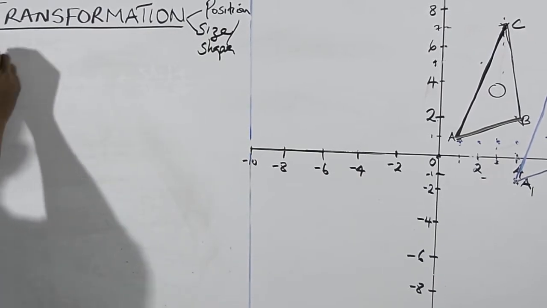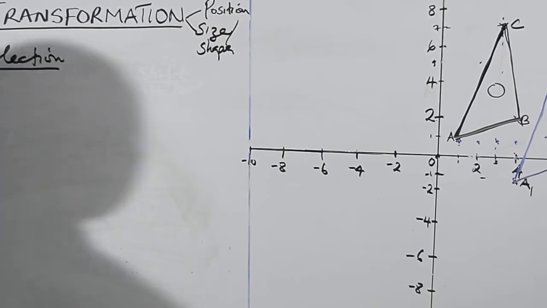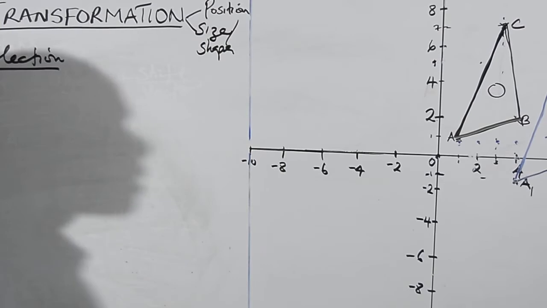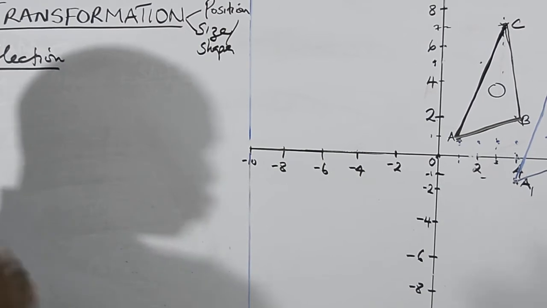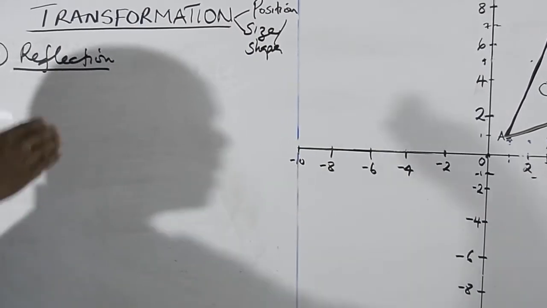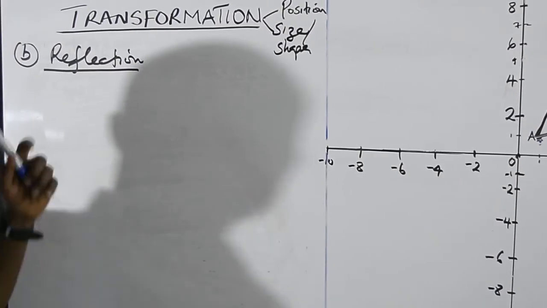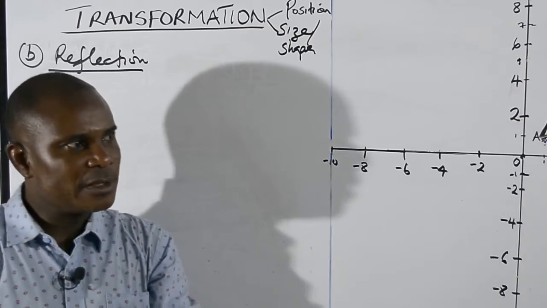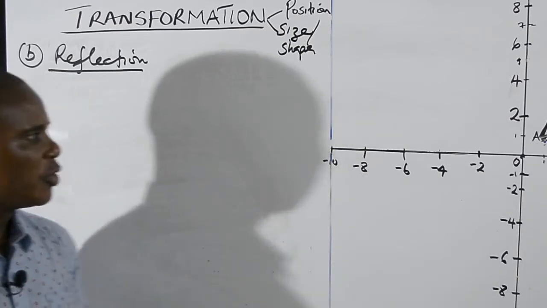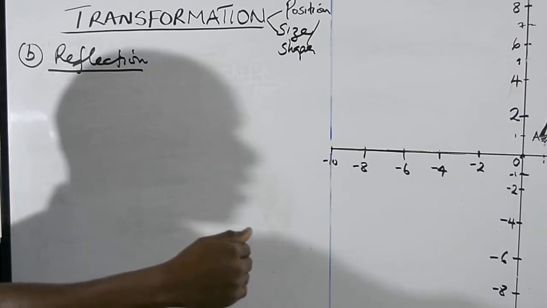This is reflection. Reflection is actually the mirror image of the object. It's like you have a line of symmetry, just like you put a plane mirror before you. The position of the plane mirror is a line that is going to bisect the distance between the object and the image. So when you stand before a plane mirror, you will see that your image is at the back of the mirror there.